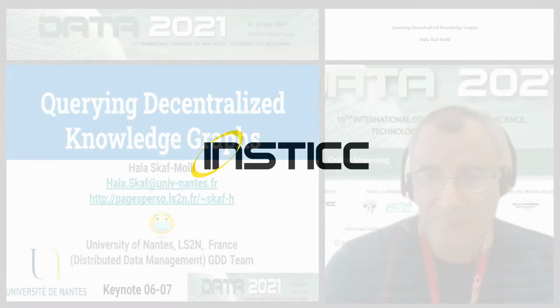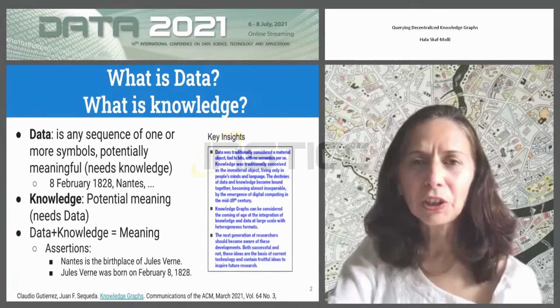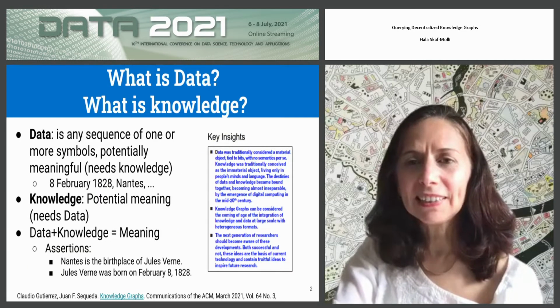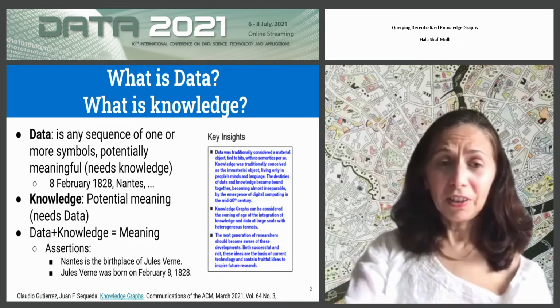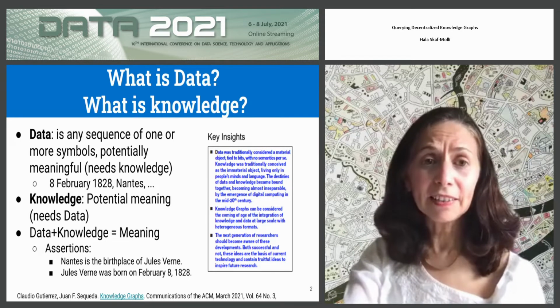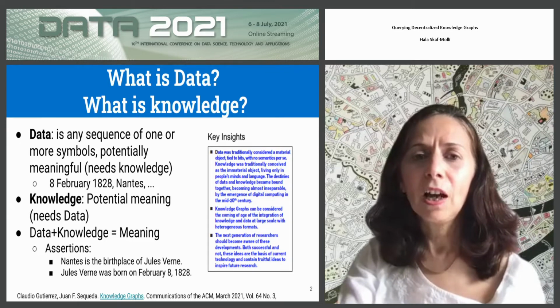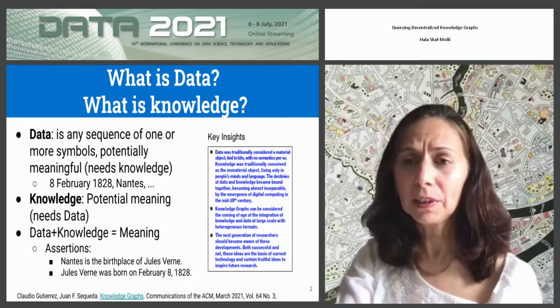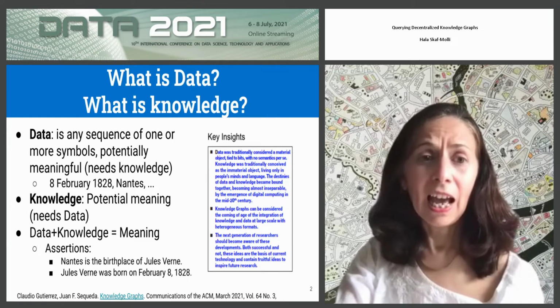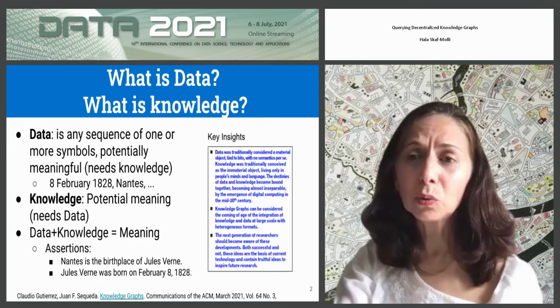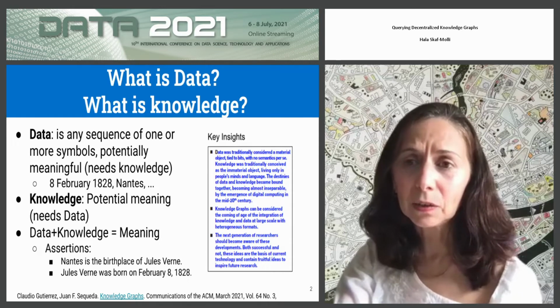I would like to start my talk with this question. What is data and what is knowledge? There are many definitions. I choose this one. Data is any sequence of one or more samples, and data does not have semantics. And knowledge allows us to provide semantics to data.